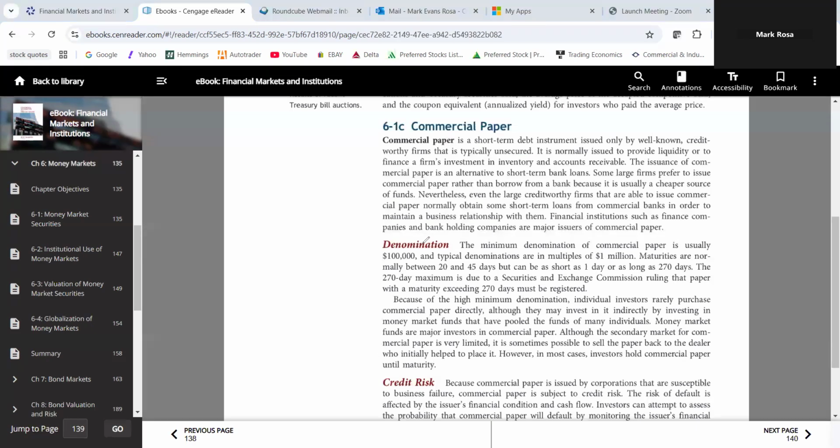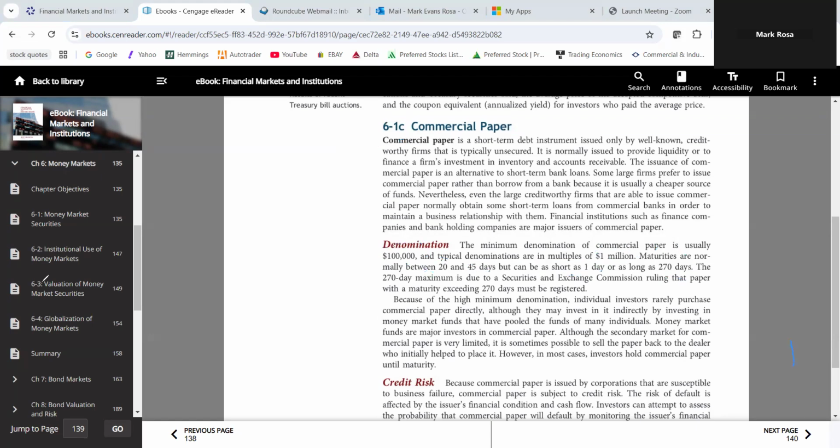Say that, $100,000, but the typical denominations are in multiples of 1 million, because General Electric is not fooling with $1,000 purchases or anything. So they say 20 and 45 days, could be as short as 1 day. That's the way an IOU could say, I need the money today and I'll pay you back tomorrow because I'm getting paid through some other job. And as long as 270 days, if I'm remembering correctly. So it's out there for what is that, 9 months? And then the transaction has to be unwound, meaning everybody's got to pay itself off.